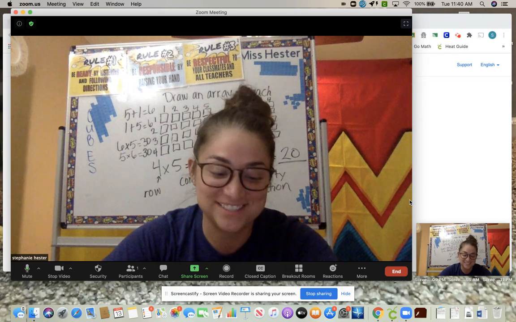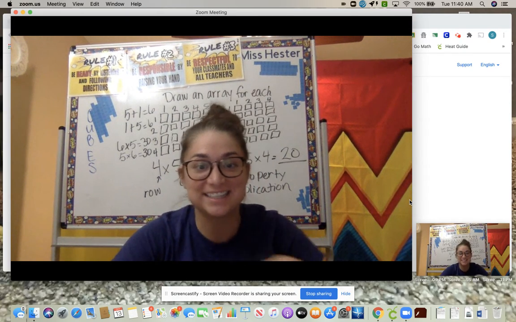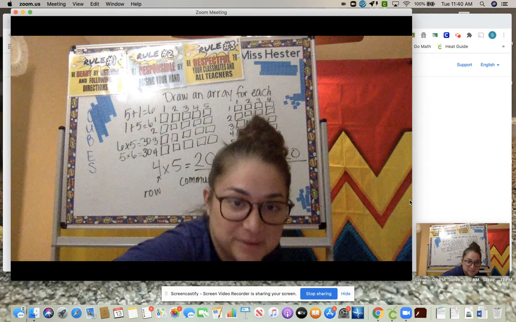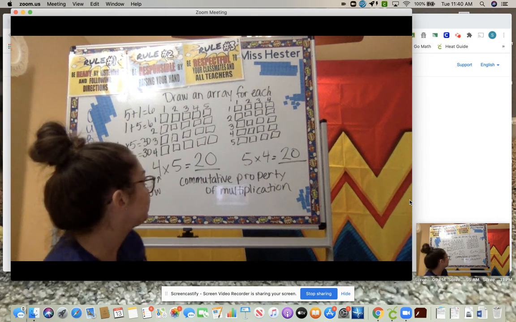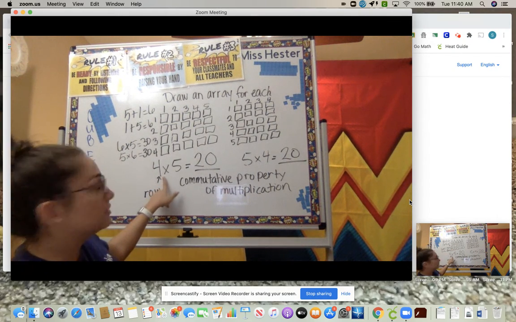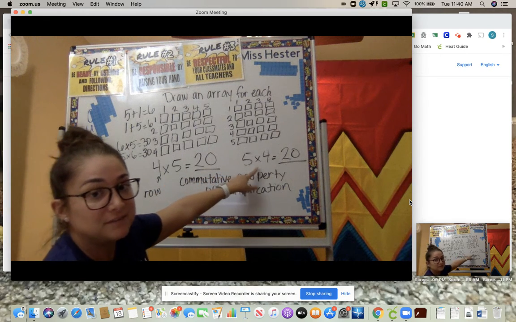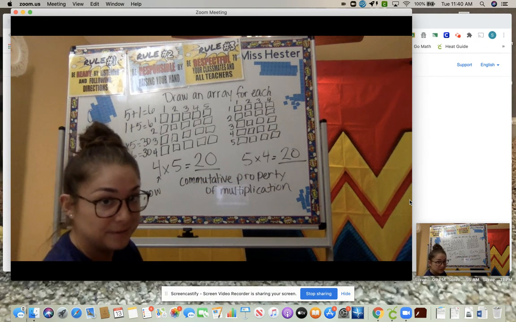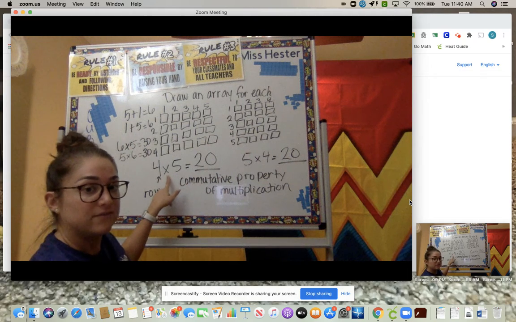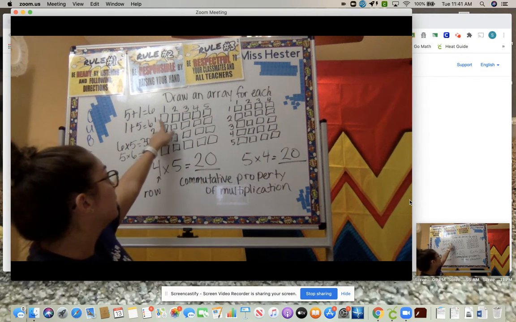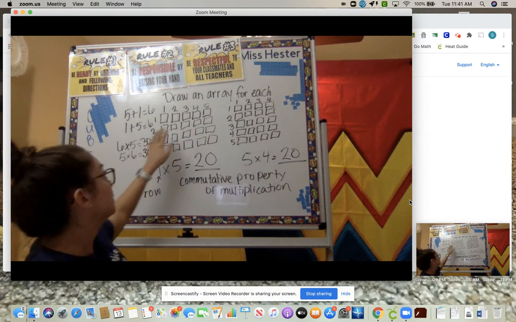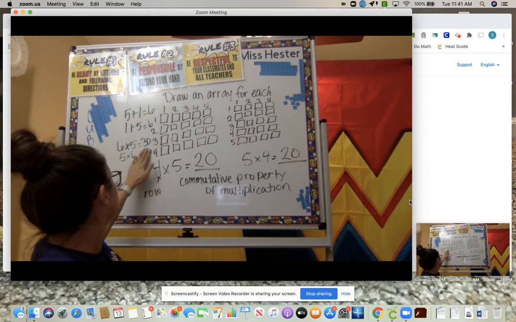Everyone, today is Tuesday, October 13th, and I started with the problem on the board. I had students draw an array for 4 times 5 and then draw an array for 5 times 4, and then we went over it. So our first number is always the rows that go across.